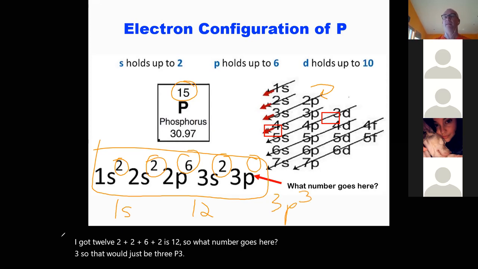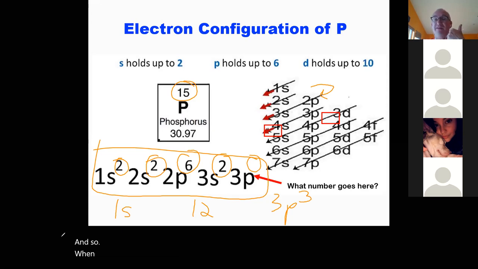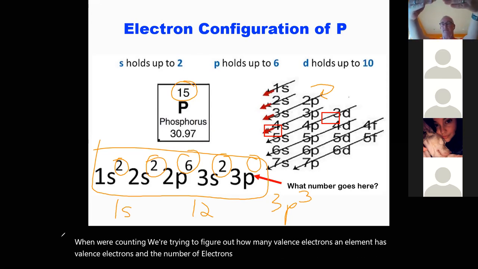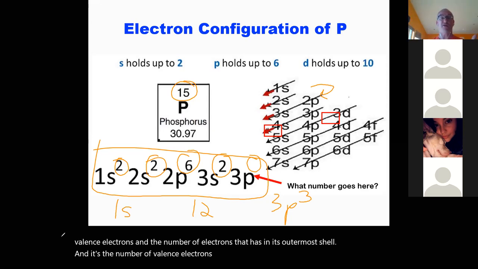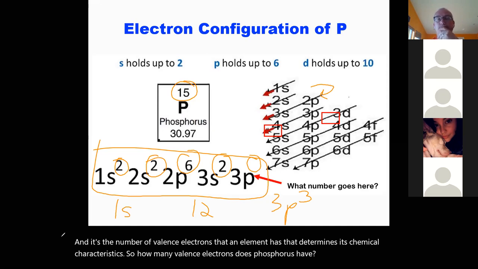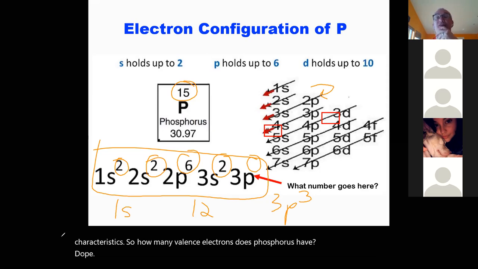And so when we're counting, we're trying to figure out how many valence electrons an element has. Valence electrons are the number of electrons it has in its outermost shell. And it's the number of valence electrons that an element has that determines its chemical characteristics. So how many valence electrons does phosphorus have? 3? Nope. 5. And it's 5, yes, in its outermost shell, not the subshell. Outermost shell. It has 5.